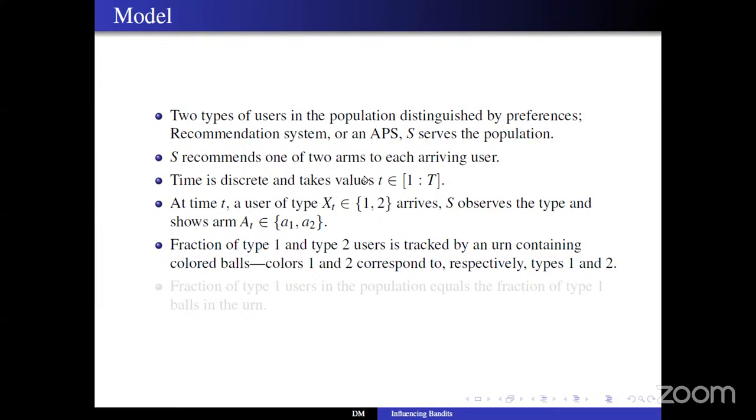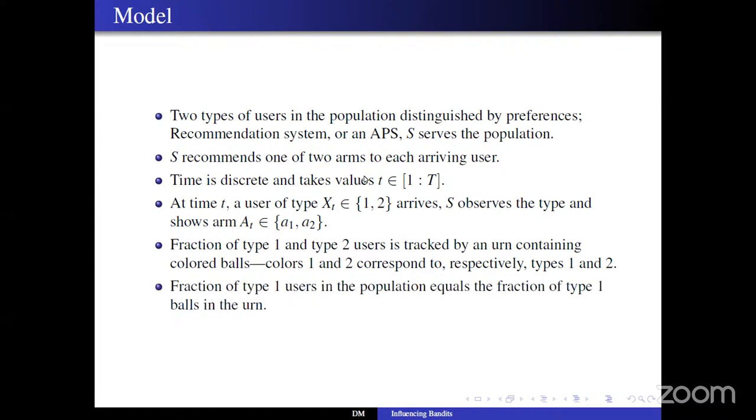At any given time, the fraction of type 1 and type 2 users is tracked by an urn. This is something you're familiar with from your elementary probability theory courses. There's usually an urn, and there are balls of different colors in this urn, and you have a whole lot of homework problems based on that. So let's bring back that urn here, and we'll assume that there are balls of two colors in this urn. Color one represents the population of type one, and color two represents the population of type two. The number of balls in the urn doesn't correspond to the number of people. It is only tracking a certain fraction of the population. It's some kind of virtual device for me to understand how the population behavior is changing.